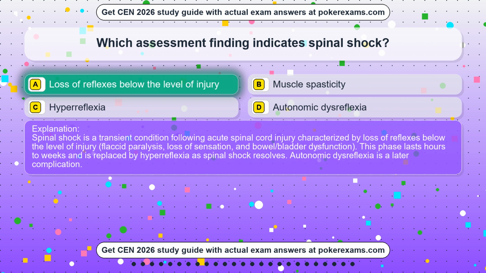Spinal shock is a transient condition following acute spinal cord injury characterized by loss of reflexes below the level of injury, flaccid paralysis, loss of sensation, and bowel/bladder dysfunction. This phase lasts hours to weeks and is replaced by hyperreflexia as spinal shock resolves. Autonomic dysreflexia is a later complication.